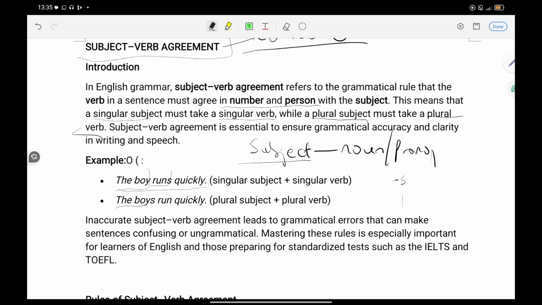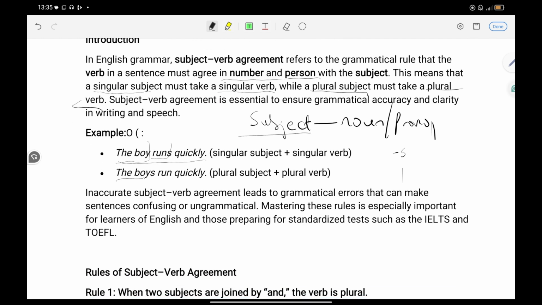So the boys being plural and run being also plural. So you must be aware of this basic rule. The subject must agree with the verb in terms of person and number. This is the simplest thing you should always remember.